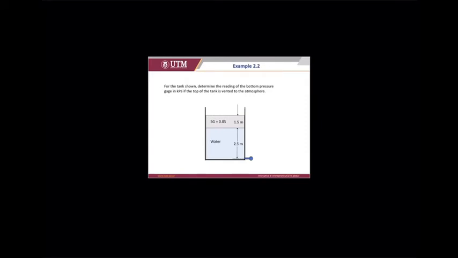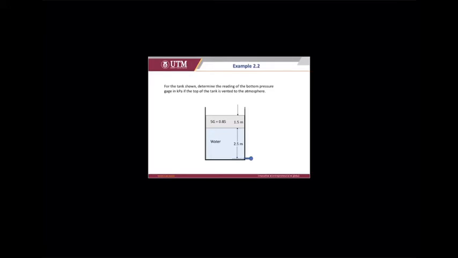For the tank, determine the reading of the bottom pressure gauge in kilopascals if the top of the tank is vented to the atmosphere. It's almost like example number one, but in example number one we just had one layer of fluid, while this time we have two layers of fluid. The same concept will be used to solve the problem.